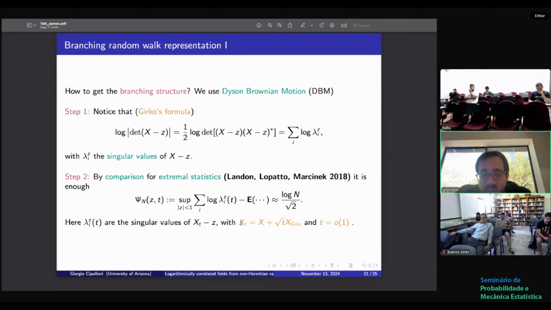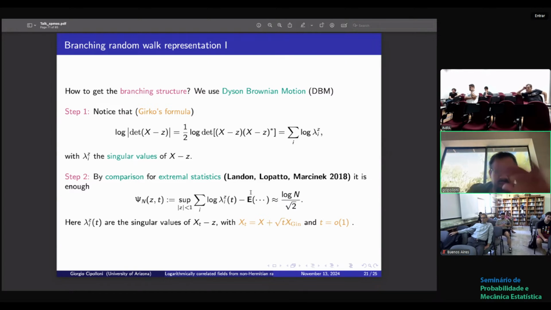And why do we do that? Because this is naturally how the Dyson Brownian motion emerges. In fact, I will show you in the next slide that the singular values of this X_t minus z are a solution of the so-called Dyson Brownian motion. And why can we do that? Because there is a nice comparison result for extreme statistics by Landon, Lopatto, and Marcinek, where they show that as long as t is not too big, then the maximum of this psi_n, depending on t, is the same as the one at time 0.